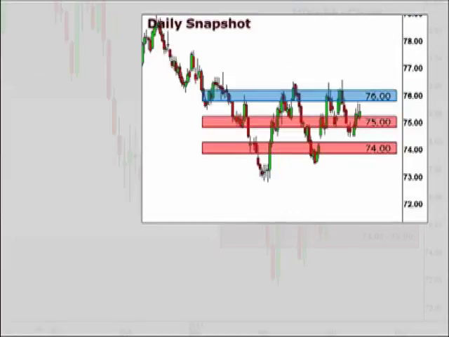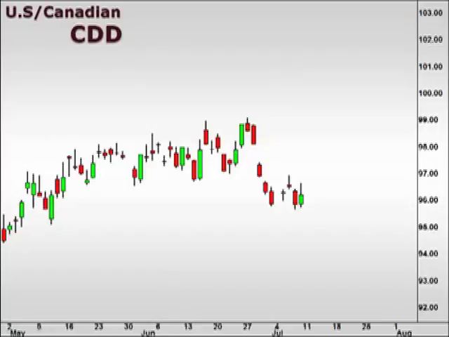Let's take a quick look at the daily snapshot. We can see that the daily chart reflects near-term resistance at 76. Failure to hold support at 75 is likely to yield a test back down to that 74 support level.